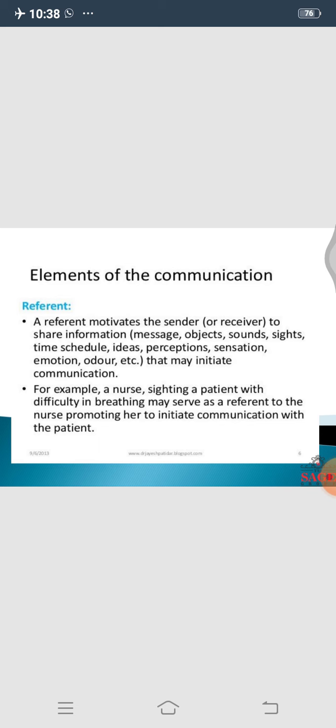There can be so many things that initiate communication. For example, a nurse sighting a patient with difficulty in breathing may serve as a referent to the nurse, prompting her to initiate communication with the patient. When she sees him gasping and not able to breathe properly, this sight has initiated the communication. So the nurse will go to the patient and ask about his well-being. So a referent has to be there.